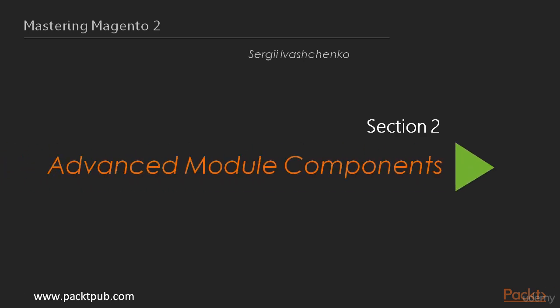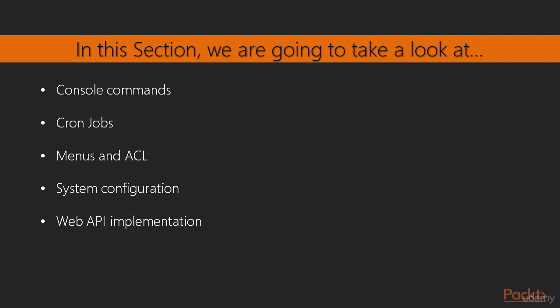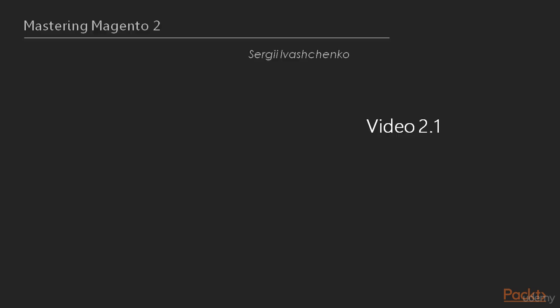Now we are going to start section 2 of the Mastering Magento course, Advanced Module Components. In this section we are going to take a look at console commands, web API implementation, menus and ACL, system configuration entries, and cron jobs declaration.